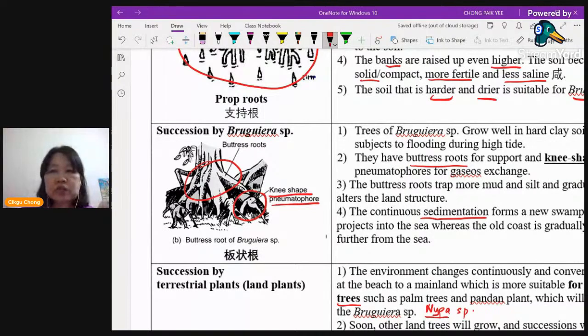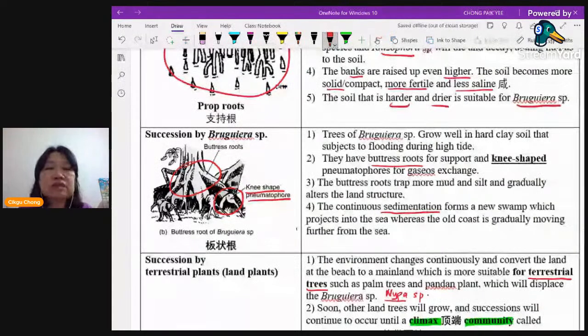Okay, so here you have to say the adaptation. For every species you must say the adaptation. What is the special feature they have to enable them to stay in this area? They have buttress roots for support and knee-shaped pneumatophores. The pneumatophore is not like that. That one is only for Avicennia and Sonneratia. So the ones that go up sharp like that, that is for Avicennia and Sonneratia. That is the pneumatophore. But here, it is knee-shaped.